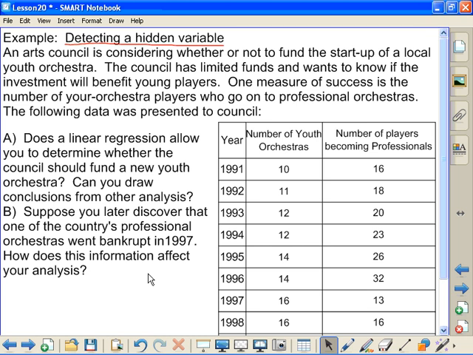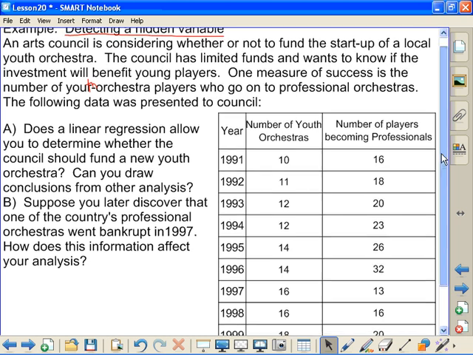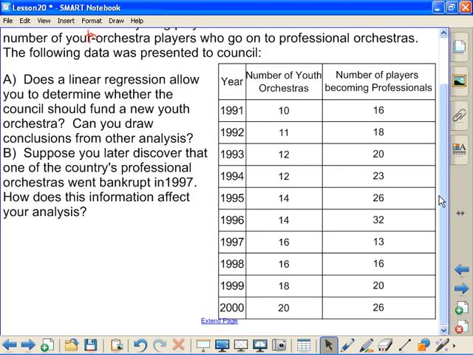The council has limited funds and wants to know if the investment will benefit young players. One measure of success is the number of youth orchestra players who go on to professional orchestras. So the following data was presented to the council. Someone went out and made this T-chart. It shows the number of youth orchestras, and then the number of players from those youth orchestras going on to professions in that field.